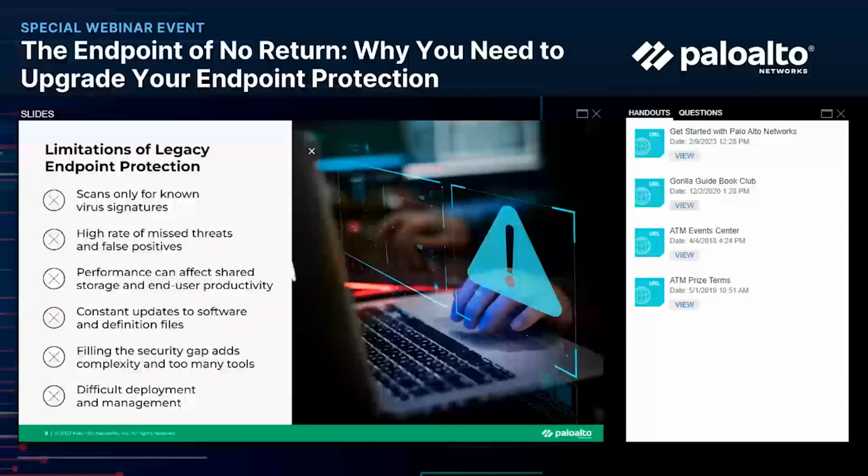So let's take a deeper look into why we need a more advanced solution for endpoint security. What are the limitations of legacy and older technology?